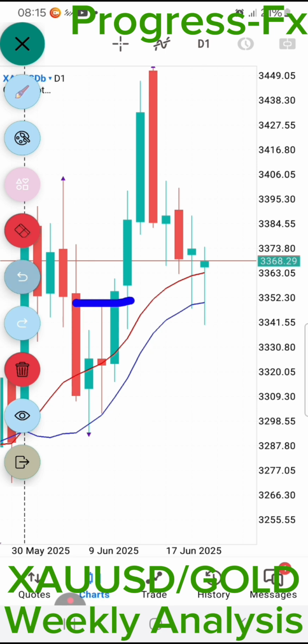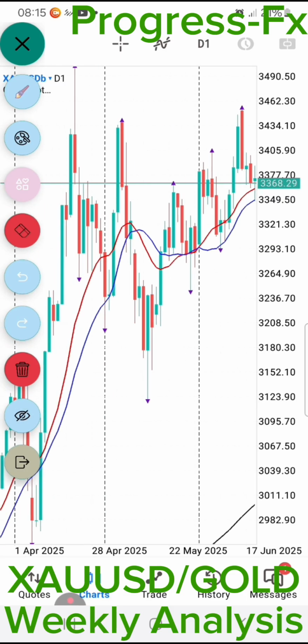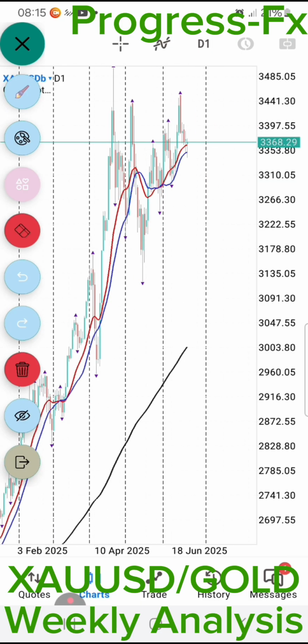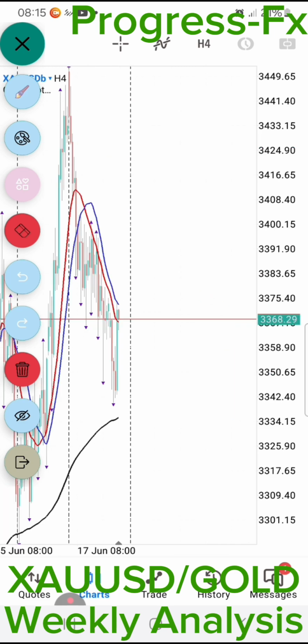So let's go straight to H4 to see what happened. Remember, like I told you, I use these 20 moving averages to indicate quick market trend. But overall, the 84 moving average is what I use to indicate the long-term trend. But at the moment, let us go to the 4 hours time frame.